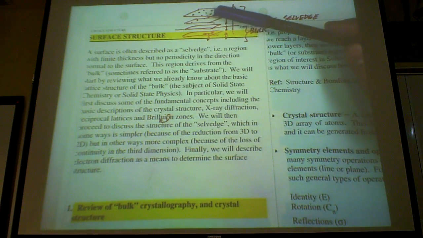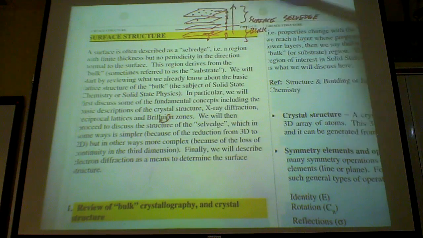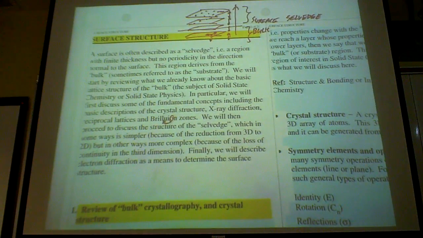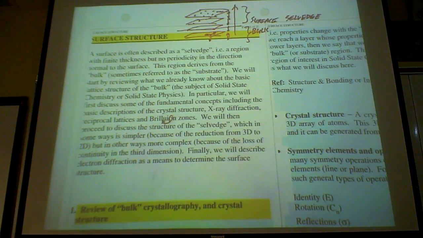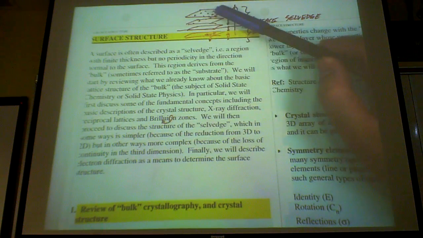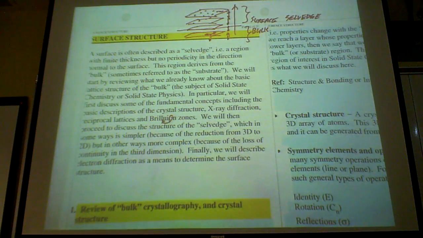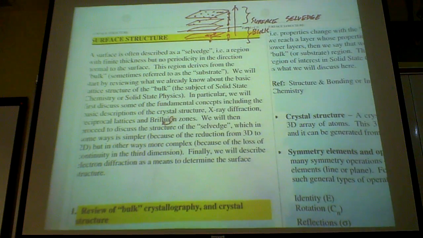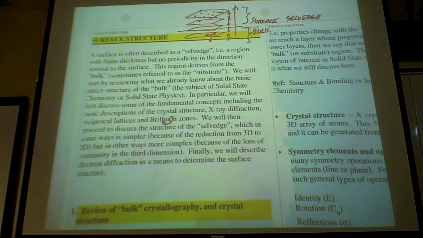That is due to the fact that you terminate your bulk at the surface, and the atom has to readjust to find its lowest minimum energy point in order to counter this termination of the bulk in 3 dimensions. Okay, so that's something that right away we notice. Surface reconstruction will occur in most cases in the case of a surface.